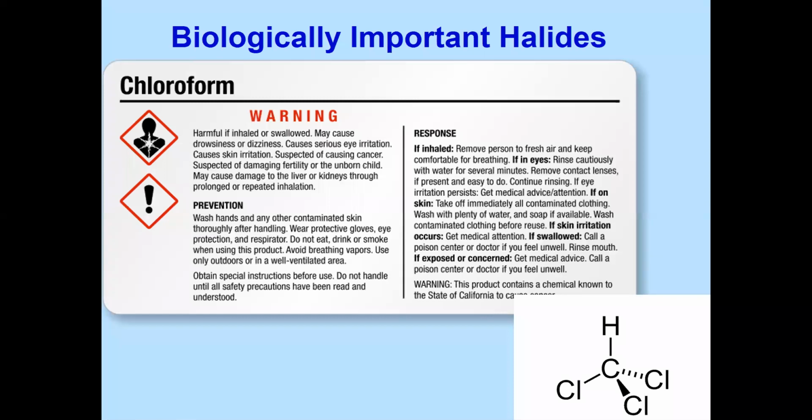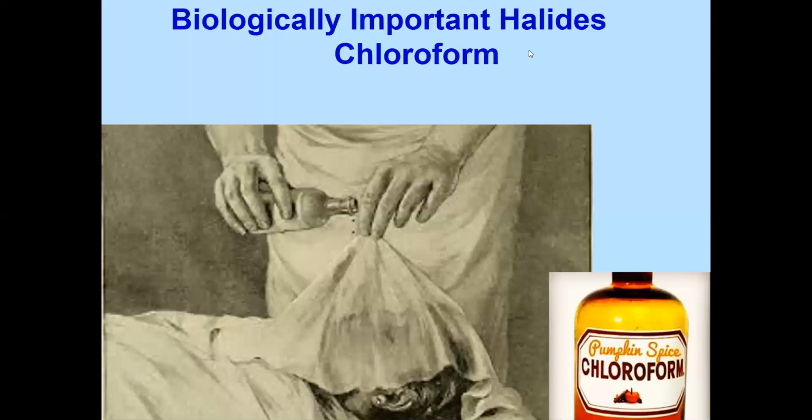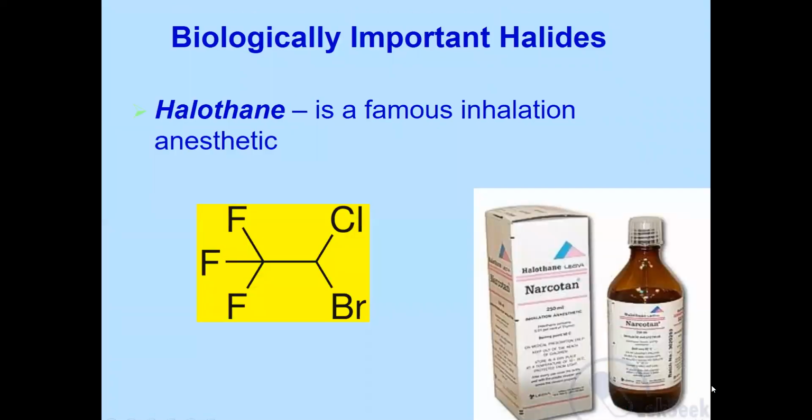Biologically important halides. Chloroform is used in medicine and pharmacy as a solvent, as a reagent in the laboratories of pharmaceutical analyses, and as an anesthetic in medicine. Halothane is used for anesthesia.